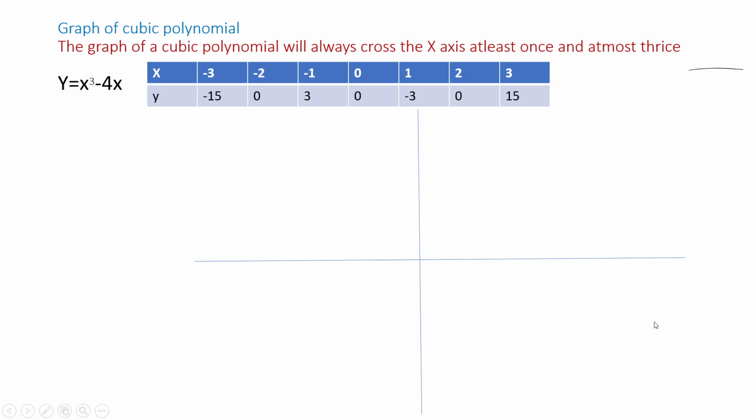Next one is the cubic polynomial. How will the graph be? Again we have to take some random values of x and find y. Substituting x equal to minus 2: minus 2 cubed minus 4 into minus 2, sorry, here minus 8 plus 8. So this value becomes 0. Like this we have to take some random values, find the value of y, and then plot them in the graph.